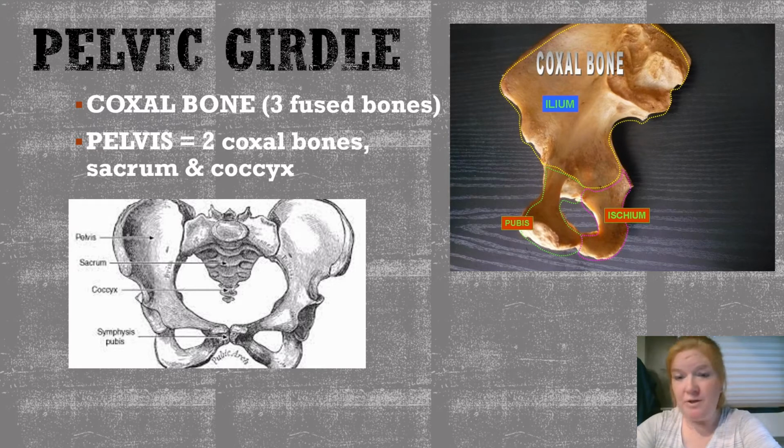Now we have the pelvic girdle. Okay, so we have the coxal bone. That's 3 fused bones, the ilium, the ischium, and the pubis. So the pelvis is formed from the 2 coxal bones, the sacrum and the coccyx. That forms this girdle, okay?